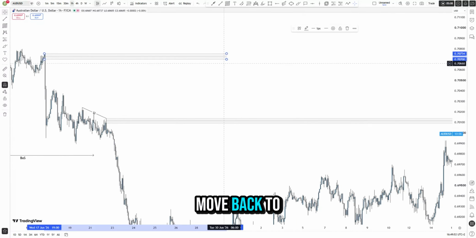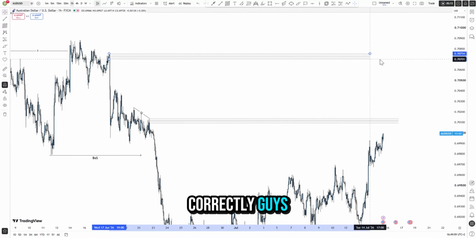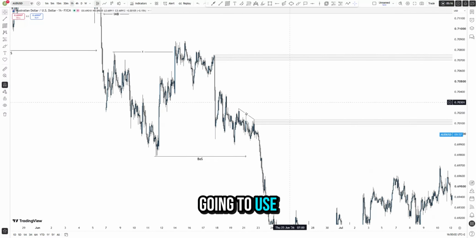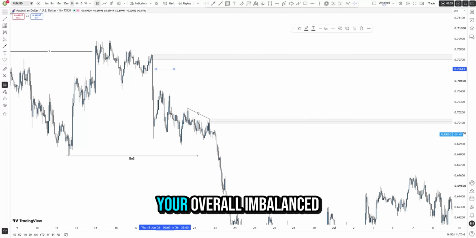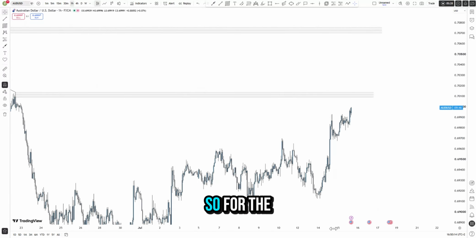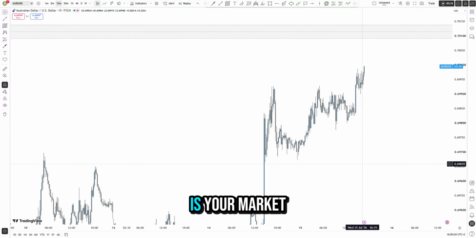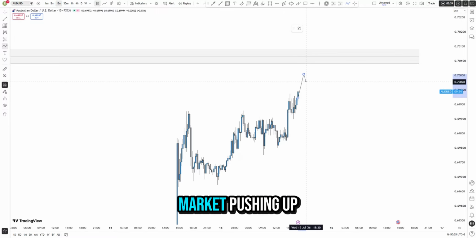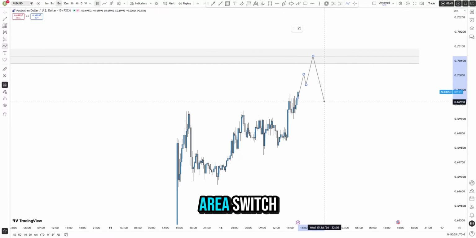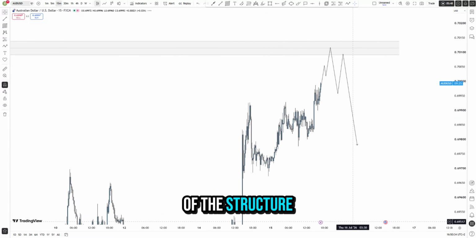So let me move back to the higher time frame just to make sure that we are refining all the zones correctly, guys. So this is the area that we're also going to use. And as you can see, we had this sweep of liquidity, which could be a valid setup for us. And this is your overall imbalanced area. So for the entries, we're looking at the 15-minute. And the first thing that we are going to look for is your market structure shift. An example of your market structure shift would be the market pushing up, tapping into this area, switching, then we get those nice selling opportunities at the top of the structure right there.